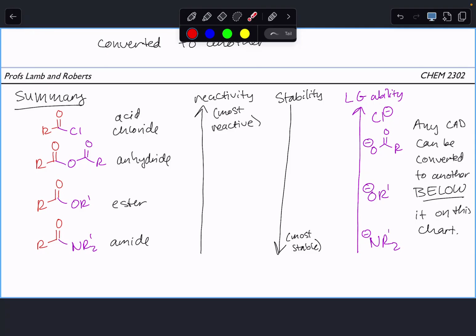Questions on that? Yes? Is there any significant difference in the reactivity between primary, secondary, tertiary? Yeah, that's a great question. So the difference between primary, secondary, and tertiary amides. So technically, yes. So a primary amide is more reactive than secondary and more reactive than tertiary. But like in this context, no. All the amides are still at the bottom of the chart.